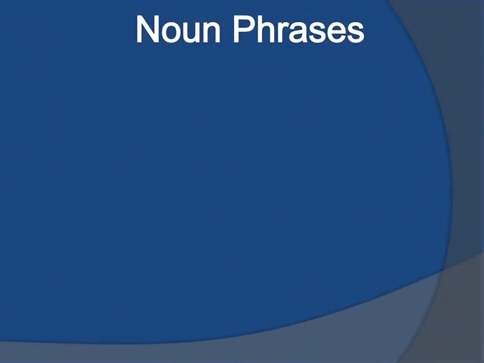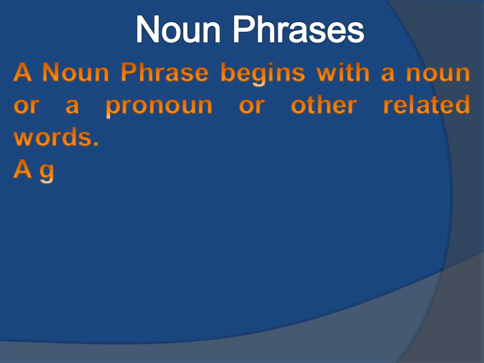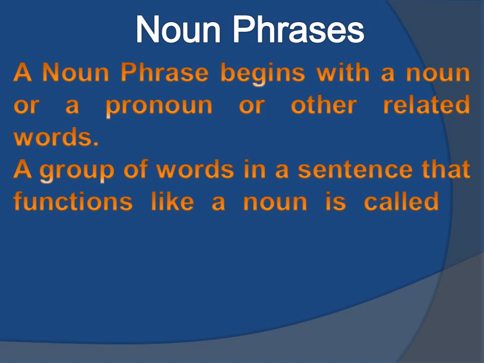Noun phrases. A noun phrase begins with a noun or a pronoun or other related words. That means the words which are related with noun or pronoun. Or we can also say a group of words in a sentence that functions like a noun is called a noun phrase. Let's take an example to understand it.